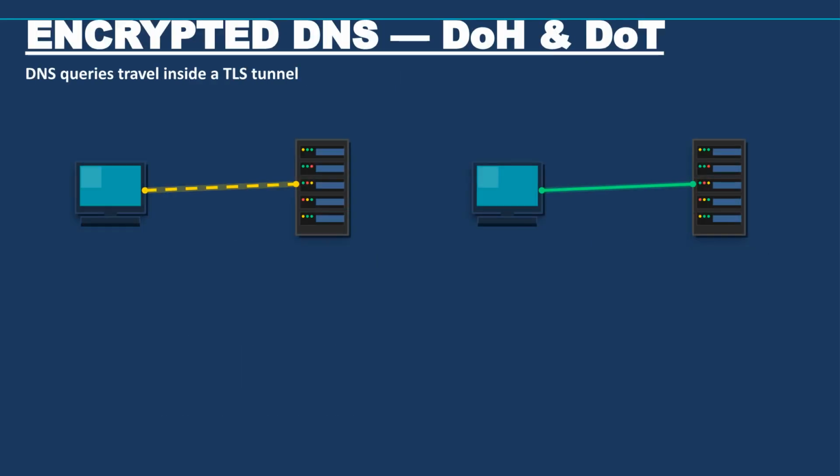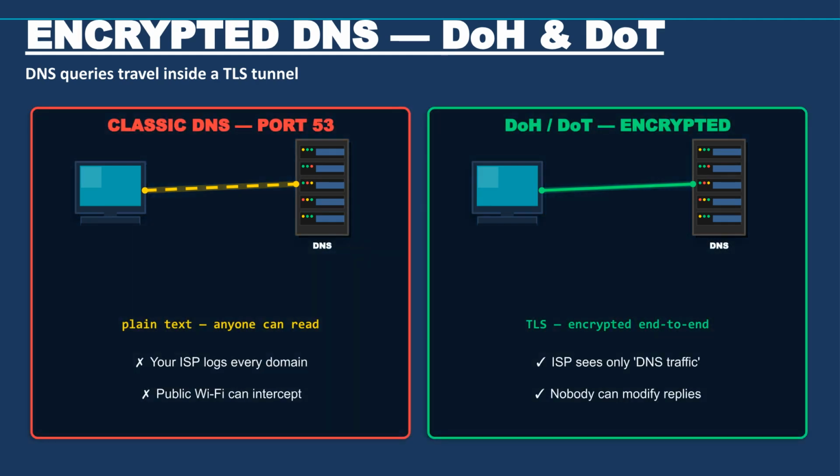Encrypted DNS, using DOH or DOT, tunnels DNS queries inside a TLS connection. Unlike classic DNS, this means no one can read or modify the requests, increasing privacy and security against interception.